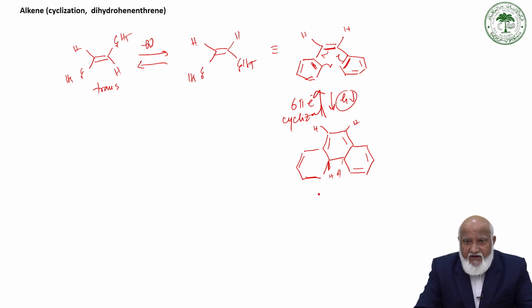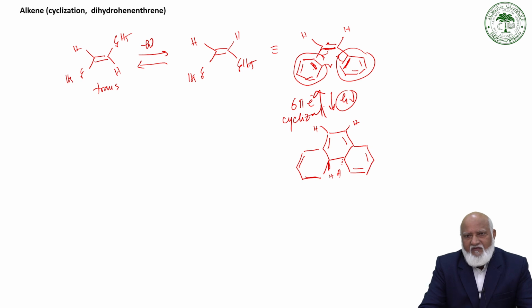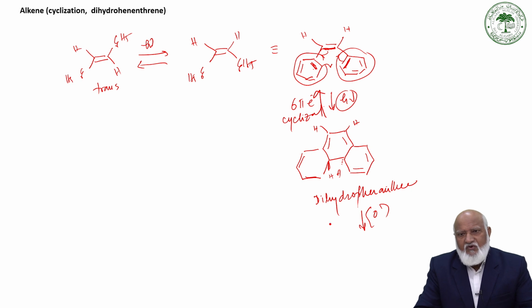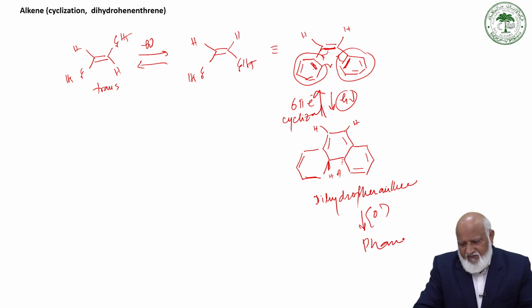So if we have a proper substituent like two phenyl groups, what we need for 6 pi electron cyclization is 2 pi bonds, 1 pi bond here, 1 pi bond here, and then 1 pi bond of the alkene. So 6 pi electron cyclization is possible to give you dihydrophenanthrene. Under air oxidation, it aromatizes to give you a phenanthrene derivative. Of course, that is not a photoproduct.